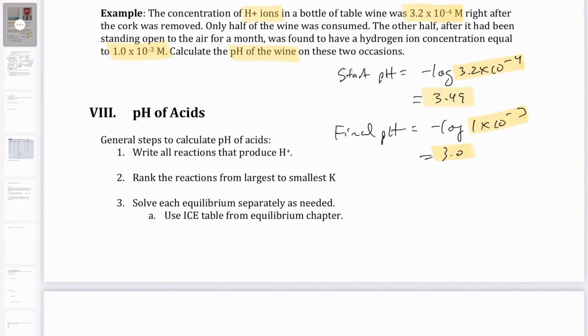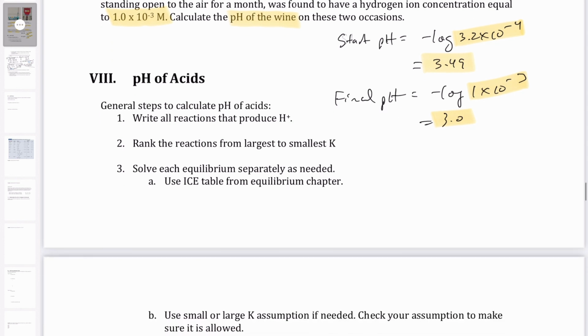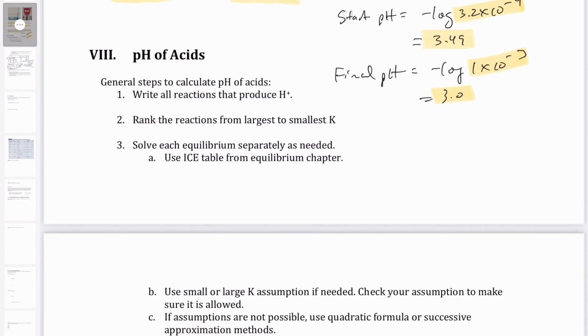Okay, so now we're going to put all the ideas that we had discussed to applying it to calculating the pH of acids. We're then gonna follow up with calculating the pH of bases. Starting with acid, this is the way you want to approach how to calculate the pH of acid.